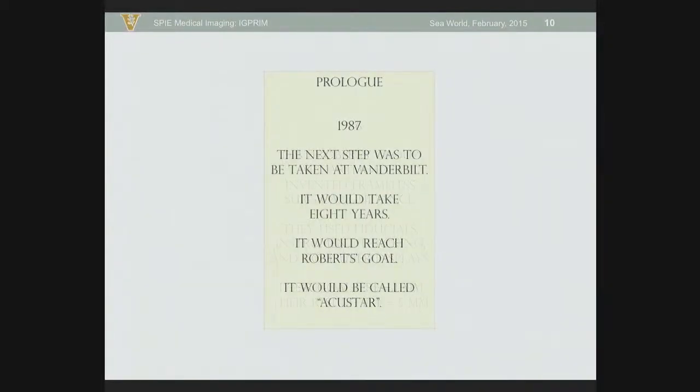Now let's go to 1 year later. The next step was to be taken at Vanderbilt. It would take 8 years. It would reach Roberts' goal. It would be called AccuStar.